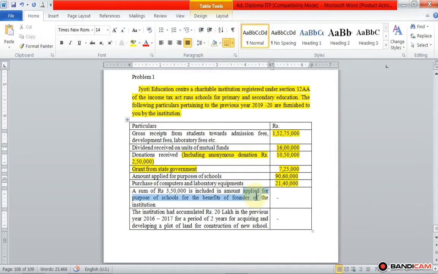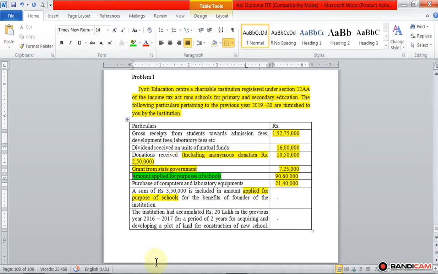So here 3,50,000 is included in the amount applied for the purpose of school, that is, in the 90,60,000, for the benefit of the founder of the institution. So this 3,50,000 we will add to the income of the charitable organization.